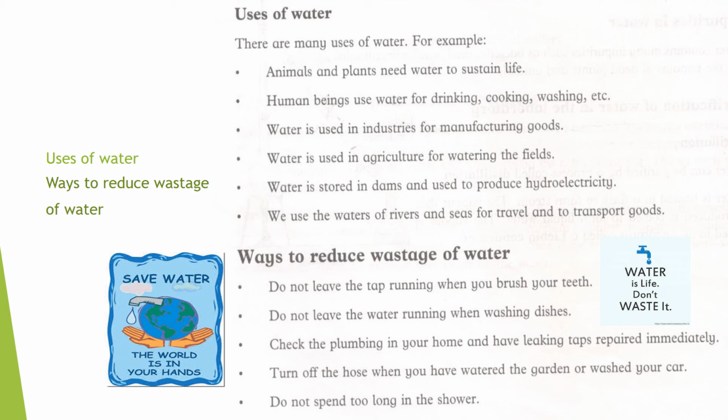Here are ways to reduce the wastage of water, which is very important to survive on this earth. First, do not leave the tap running when you brush your teeth. Do not leave the water running when you are washing the dishes. Check the plumbing in your homes and have leaking taps repaired immediately. Turn off the hose when you have watered the garden and washed your cars. Do not spend too long in the shower.